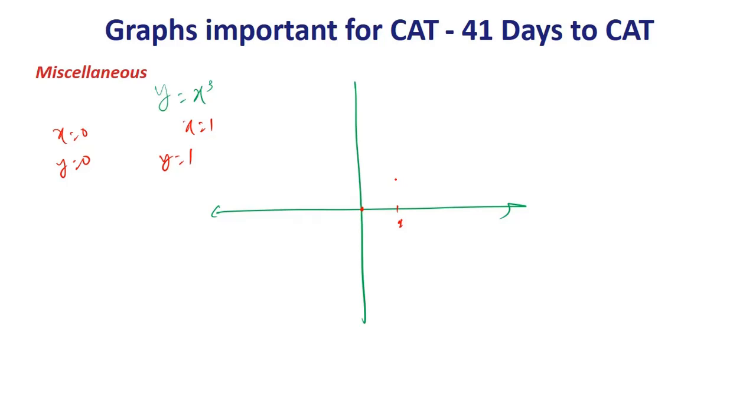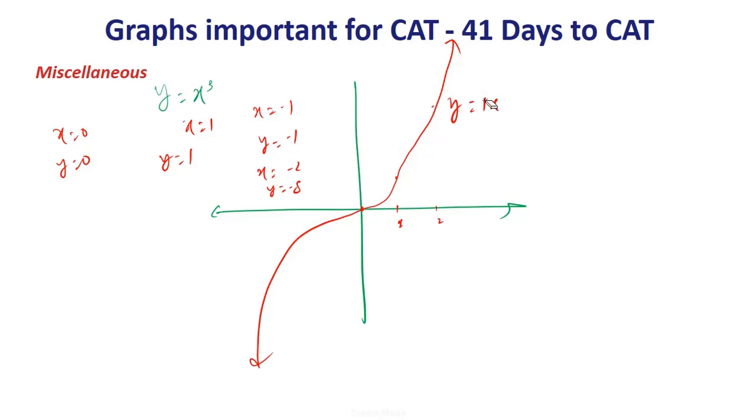You take x is equal to 1, the value is y is equal to 1. You take x is equal to 2, the value of y is equal to 8. So it's growing very steeply here, right? Growing very, very steeply, something like this. And if you have x is equal to, let's say, minus 1, y is minus 1. X is equal to minus 2, y is minus 8. So obviously in the third quadrant, because both x and y are negative, you can draw something like this. So this is like y is equal to x cube. So in case of miscellaneous functions, what you can do is pick the points and draw the graph.